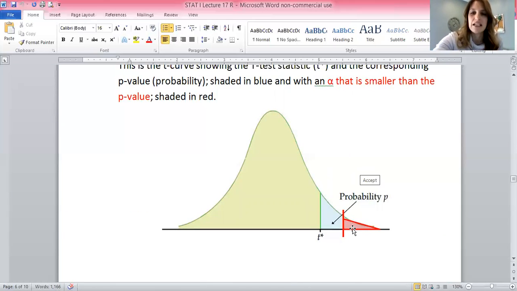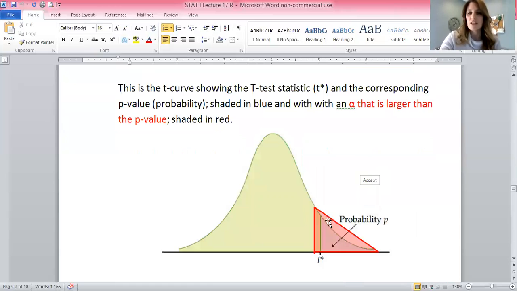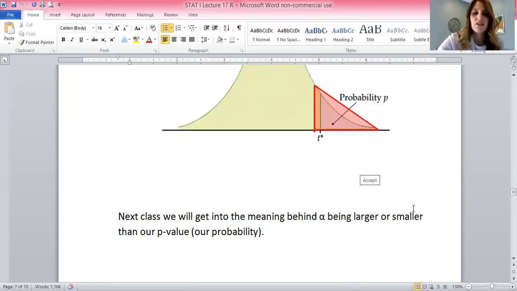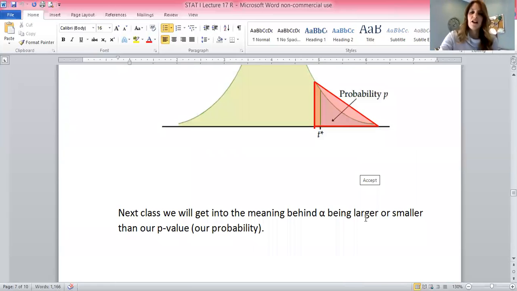Or it could be larger than my p-value, something like this. It just depends on the problem. It depends on our sample. It depends on all of the information. So it's not a right or wrong thing. This is part of the testing process. So I like to give you that visual. Next class we're going to look at the meaning behind alpha being larger or smaller than our p-value, and how to make some sort of conclusion about this problem, and pull it all together.